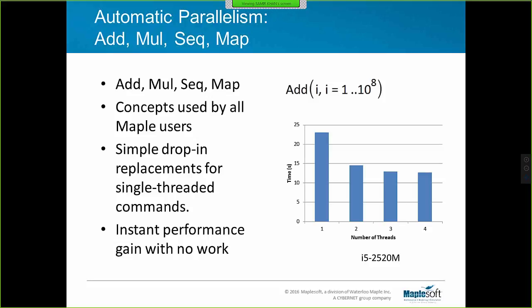Moving on, some very common commands are multi-threaded. For example, all Maple users, whether you're a mathematician, scientist, or an engineer, use the concept of iterated addition, multiplication, and function mapping. These concepts have parallelized counterparts in Maple. For example, let's say that you wanted to calculate this iterated addition. On one thread, it takes about 2 seconds on my laptop. With 4 threads, it took just over a second, about 1.2 seconds to be exact.